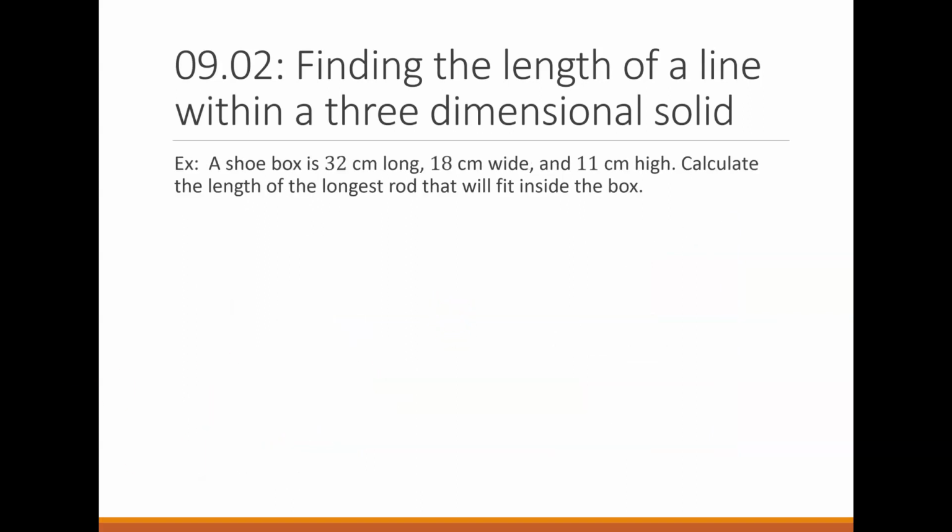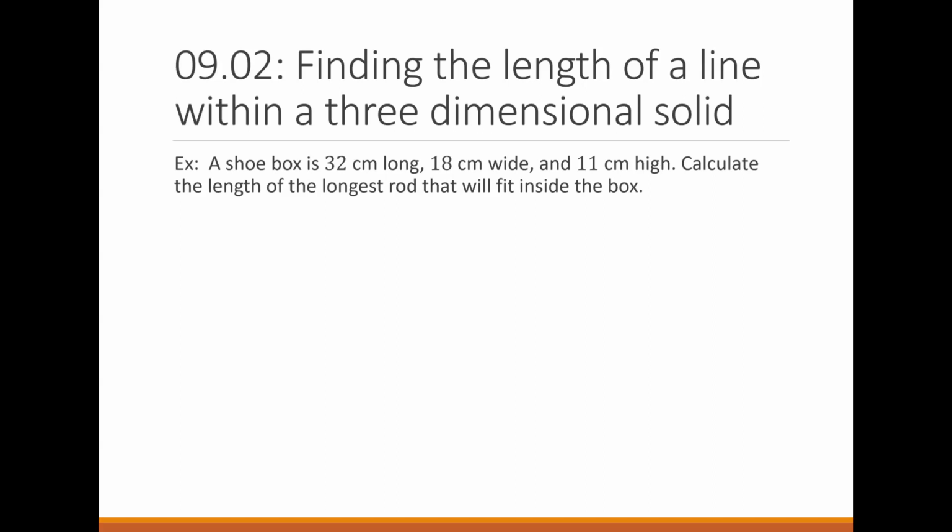All right, so let's run through some examples. So suppose we have some box that's 32 long, 18 wide, and 11 high, and we want to find the length of the longest rod that we would fit inside of this box. So use your imagination a little bit. How are we going to fit the longest thing possible inside of this box? Find the distance between two corners using side points. Okay. You could do that.